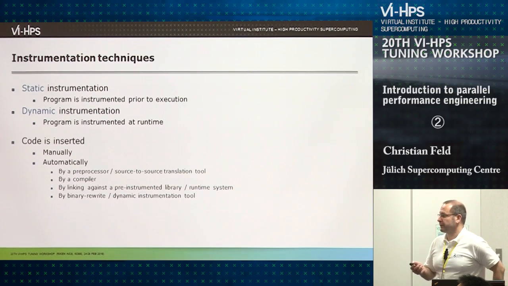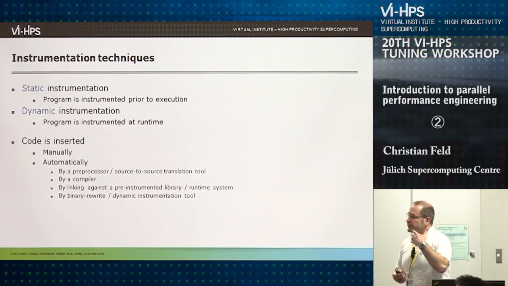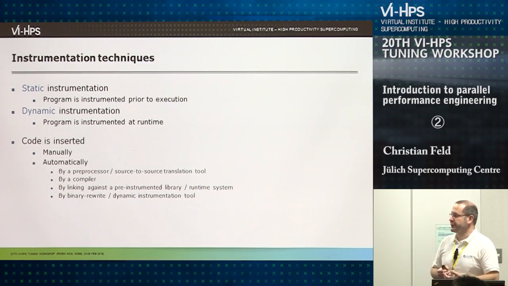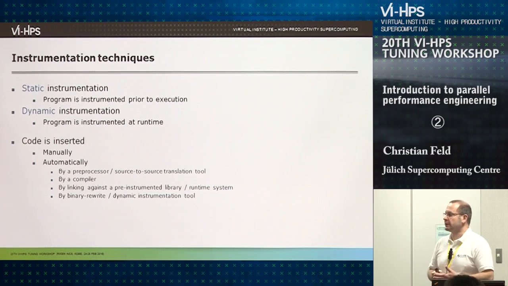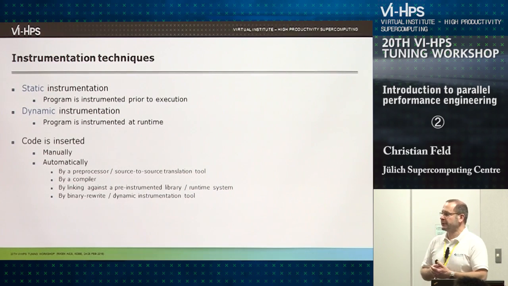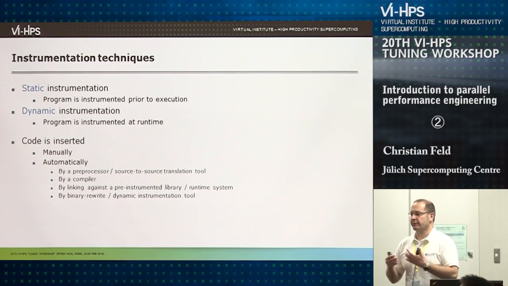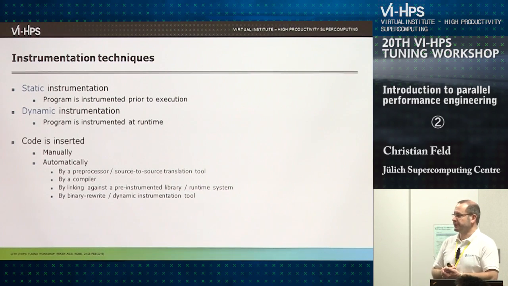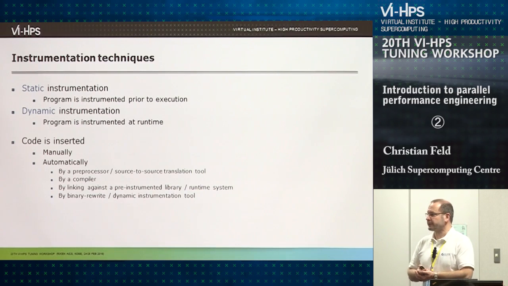Okay, and the automatic instrumentation can be done by a preprocessor or source-to-source translation tool, or a compiler. You can do some link magic where you intercept, for example, some system functions like malloc or some other library functions, which are then processed by the measurement system before the real function is called. And you can do binary rewrite and dynamic instrumentation.